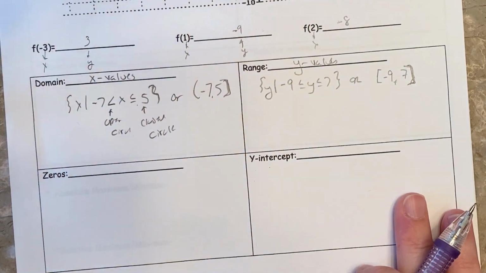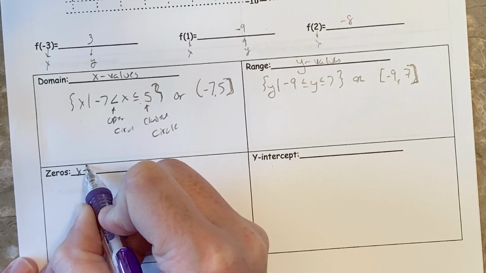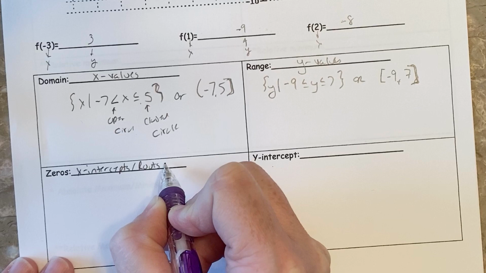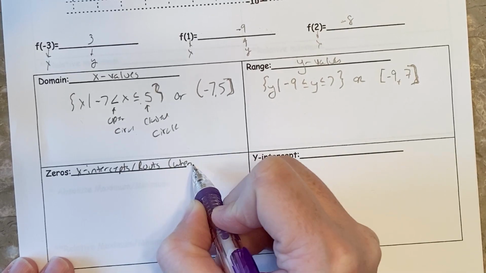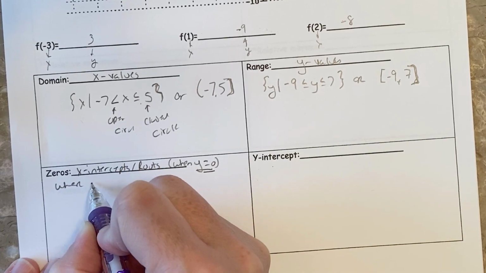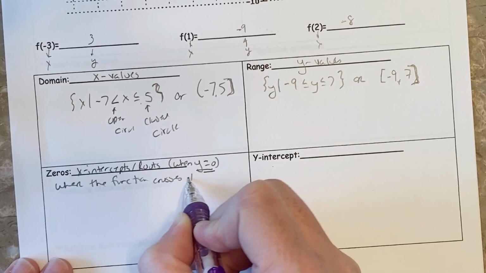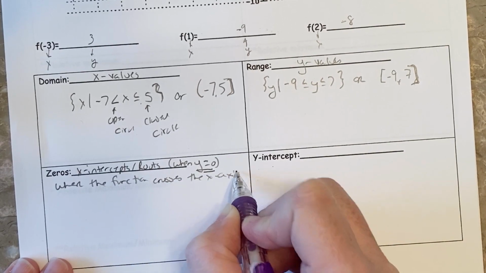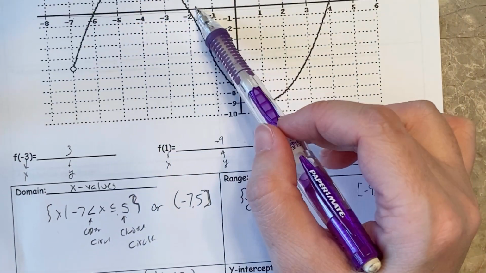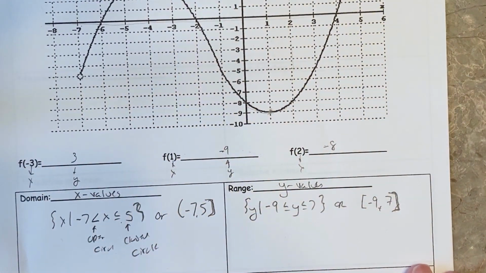All right, next vocabulary word, zero. So we've done this a ton. Remember, zeros are also your x-intercepts. And they're also your roots. And then this is when y equals 0. That's important. When y equals 0, or where the function crosses the x-axis. So we do this a lot when we're doing like those work backwards questions where you have to look for the roots and then work backwards to get the quadratic. So that's why you basically know these.